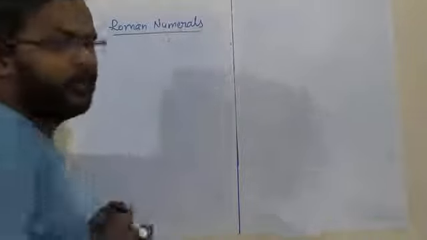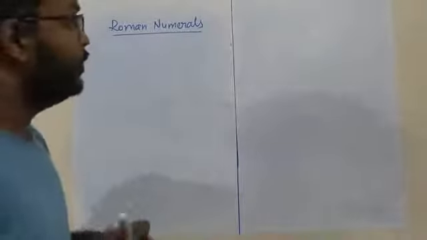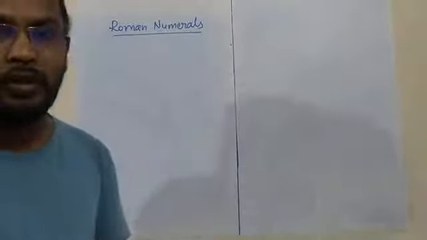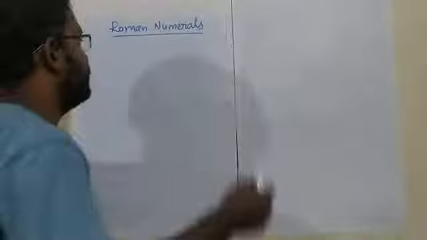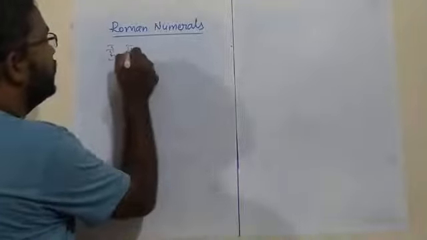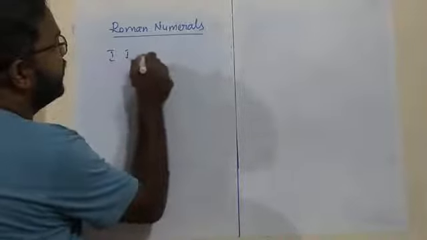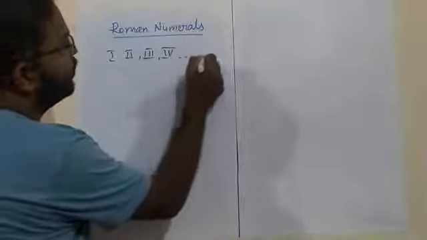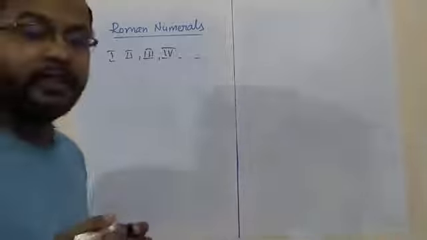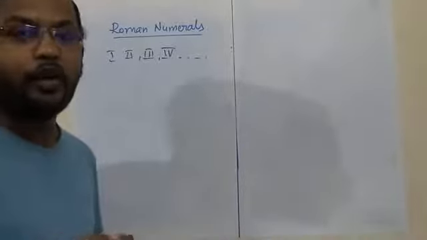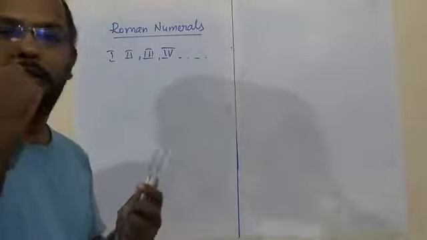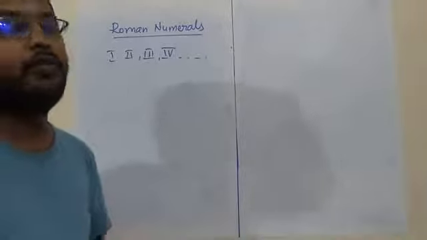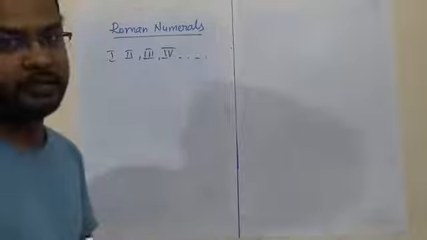So today we'll be learning about Roman numerals. So you might have seen the clocks. So in clocks, you might have seen these numbers: 1, 2, 3, 4, etc. All these types of numbers are called Roman numerals or Roman numbers. Let us discuss more about these numbers in today's class.